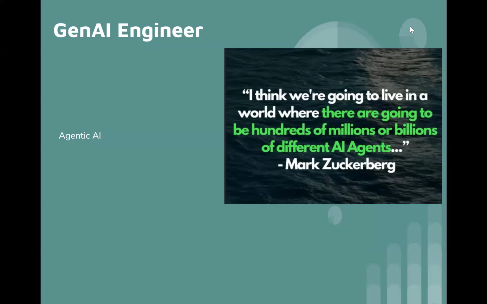Like the HR department, for example. All of the HR functions can be automated using AI agents, workflows, and agents, with very few human engineers overseeing those agents, and human intervention only when needed. They said the future will be millions or billions of different AI agents.